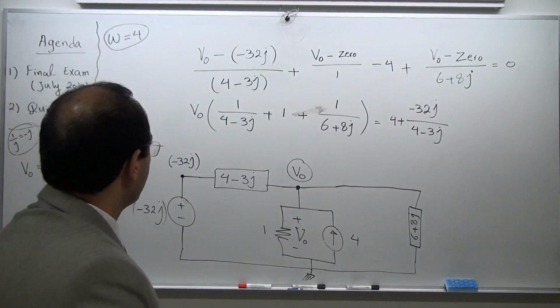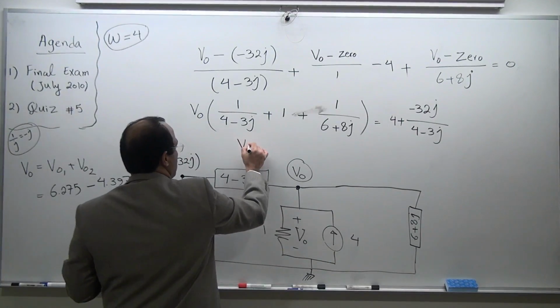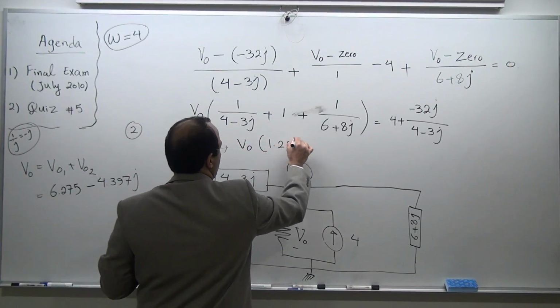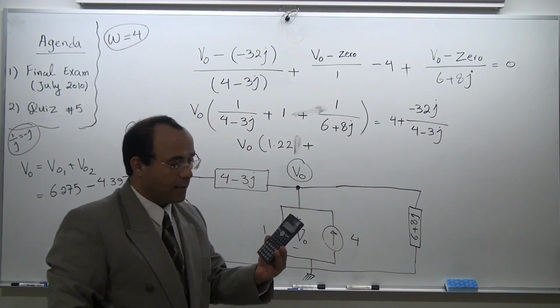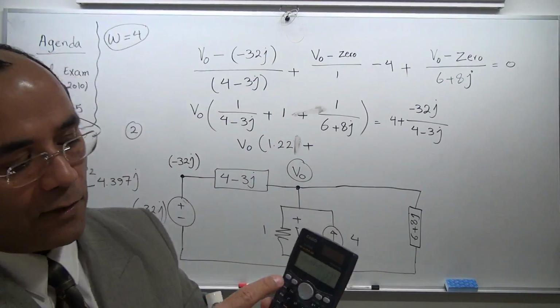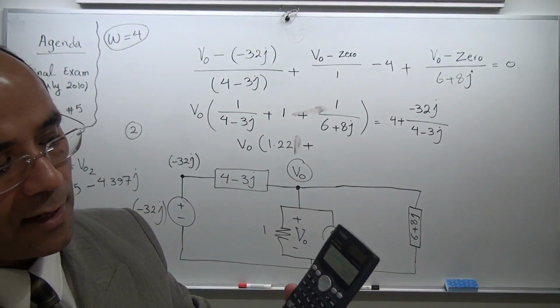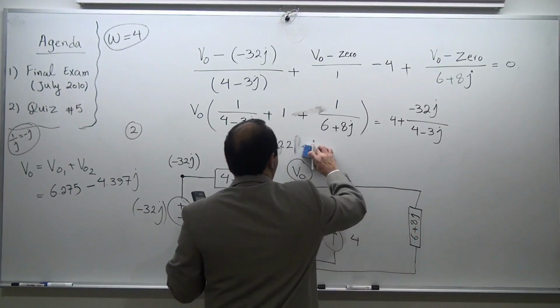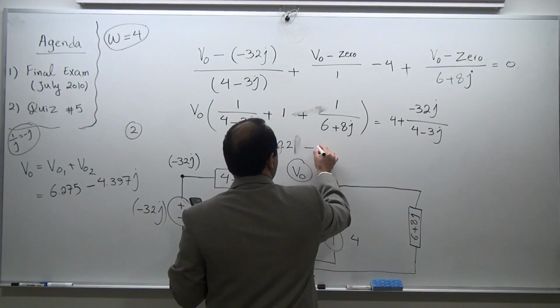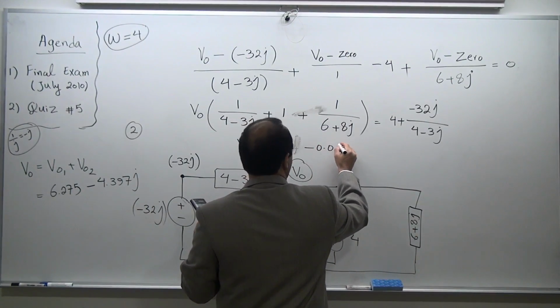Okay, 1.22. So this is going to be VO 1.22, and then I need to find my complex portion of it, which is shift equal sign. It's minus 0.04j.